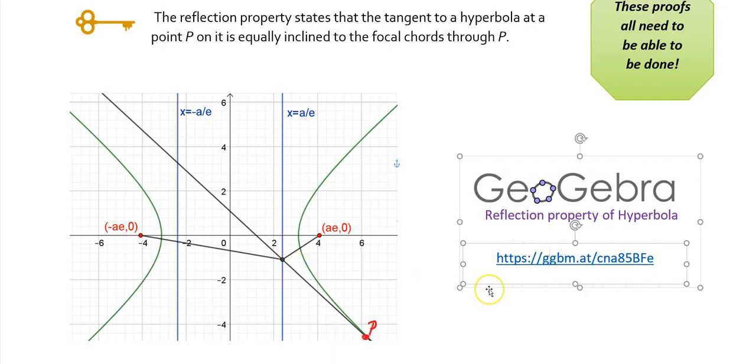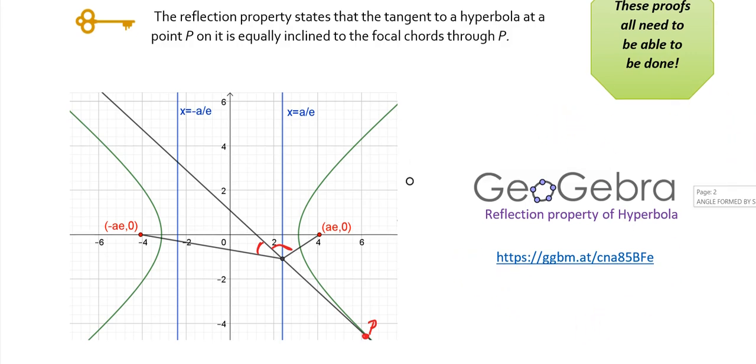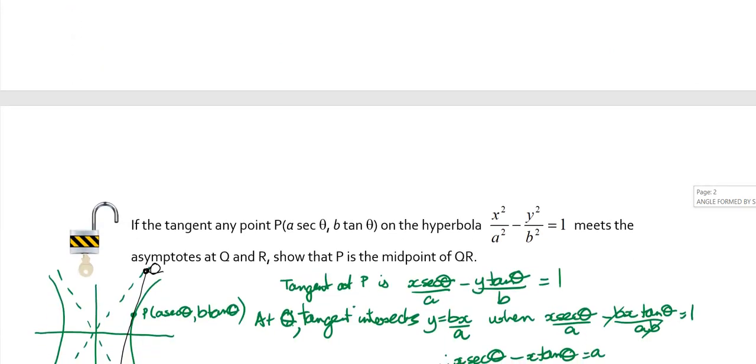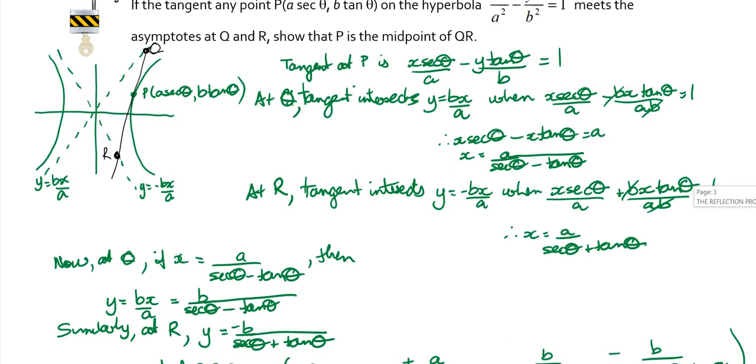So just jumping back to our original diagram before we leave it, then that angle and that angle, they're going to be equivalent. Doesn't look like it on that diagram, but that's the property we're after. So let's have a look at a question.